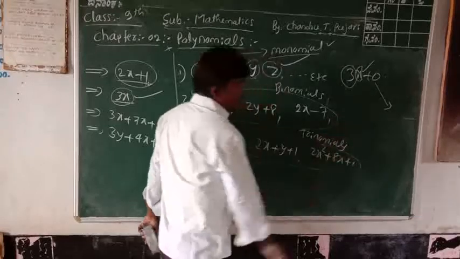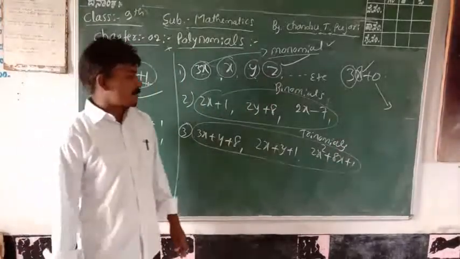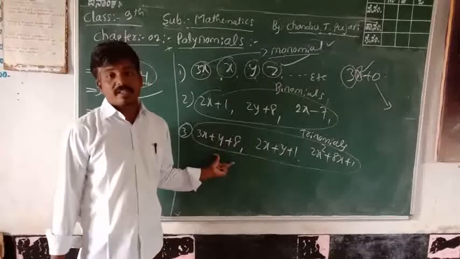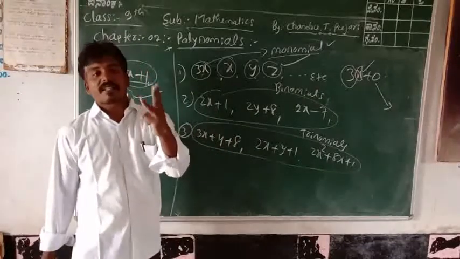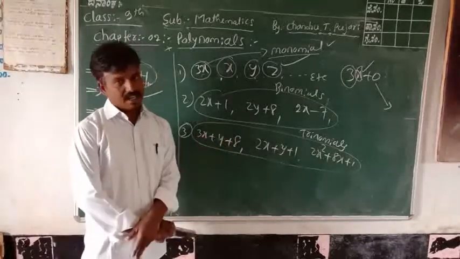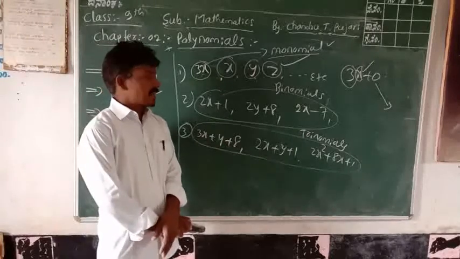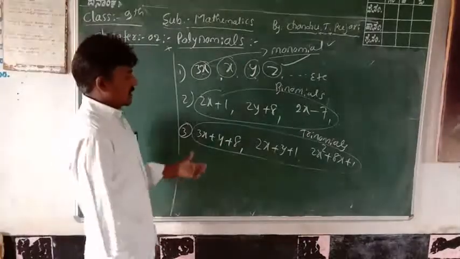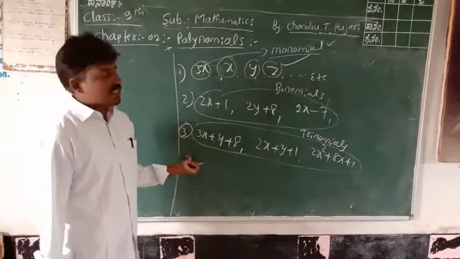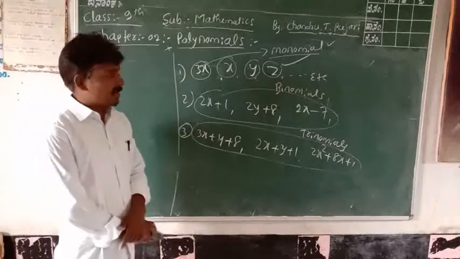The definition of trinomial: an algebraic expression that has three terms is called a trinomial.